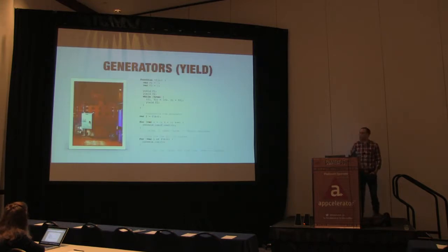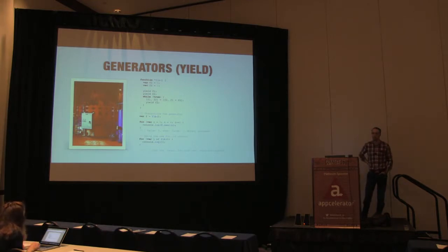So generators, and I'll spend a little bit more time here because these are a little funkier. What they do is allow you to jump into and out of a function at specified points. This fib here is our Fibonacci sequence. In the Fibonacci sequence, a number is the sum of the two numbers before it. Your first two numbers are 0 and 1. Then the next one is the sum of those, which is also 1. 1 plus 1 is 2. 2 plus 1 is 3. 3 plus 2 is 5. So it's like 0, 1, 1, 2, 3, 5, 8, 13.